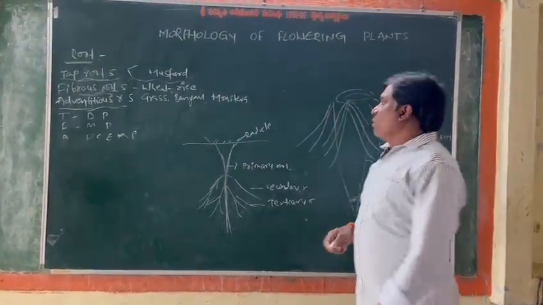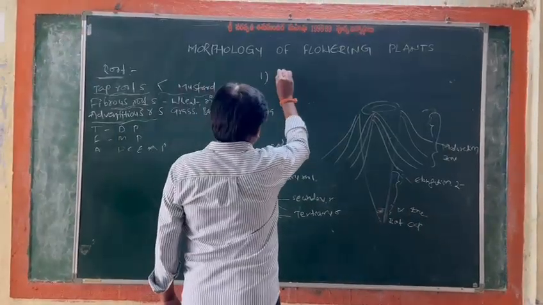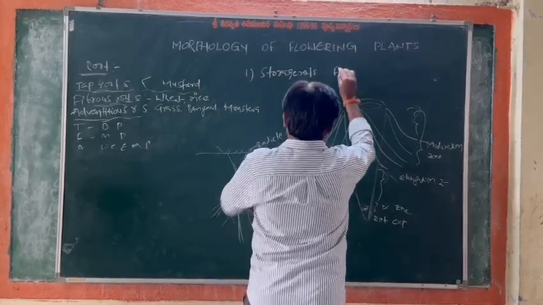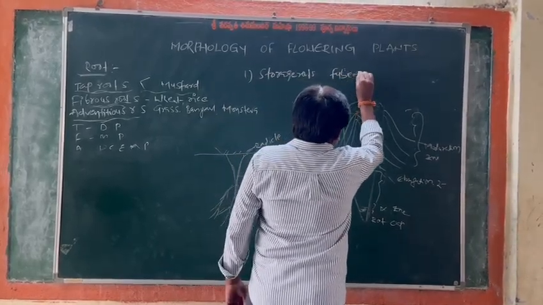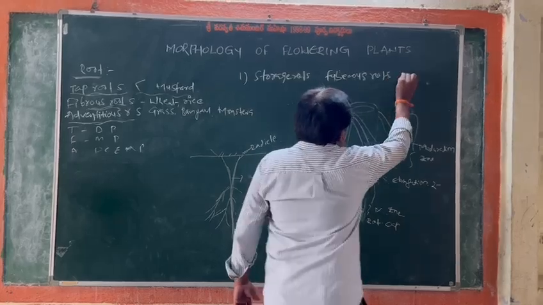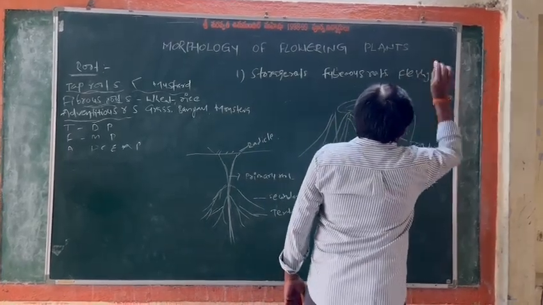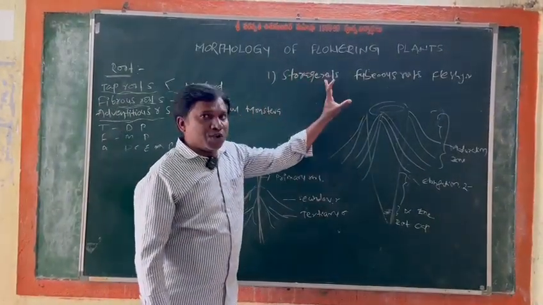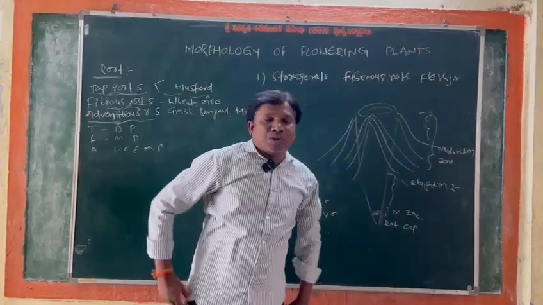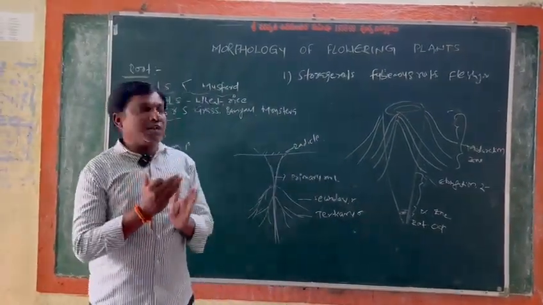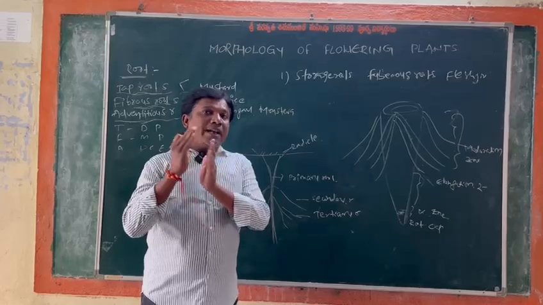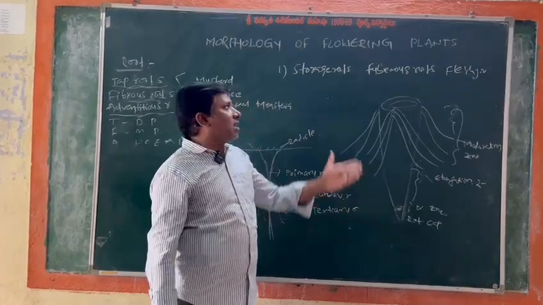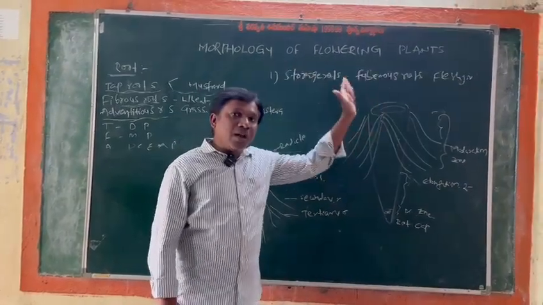Shall we discuss the types of root modification? The first one is storage roots, or tuberous roots, or fleshy roots. What is meant by storage roots? The roots which store food materials are called storage roots. Food is stored in the roots. Such roots are called storage roots, tuberous roots, or fleshy roots.